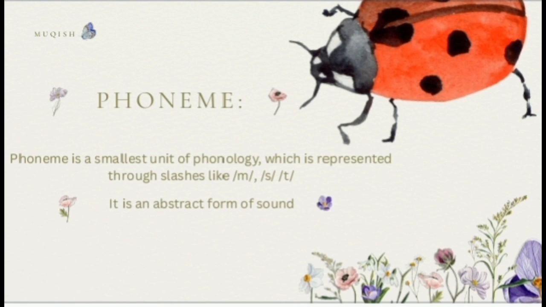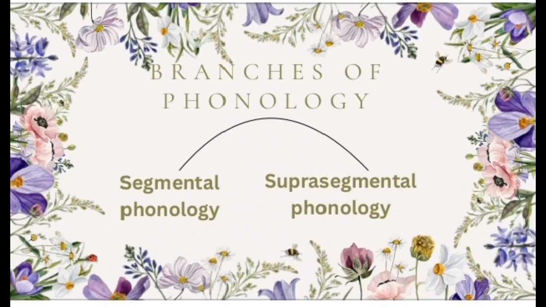How can we know whether the sound written in front of us is a phoneme or a phone? Of course, through the symbols. We can identify the phoneme through slashes, and we can identify or recognize a phone through square brackets.